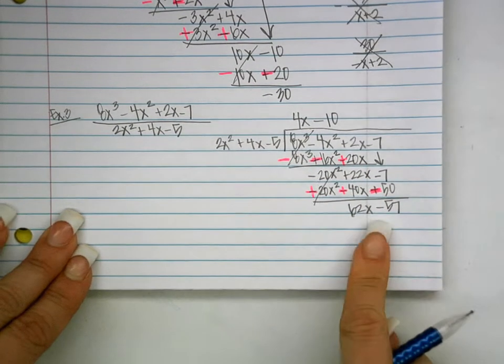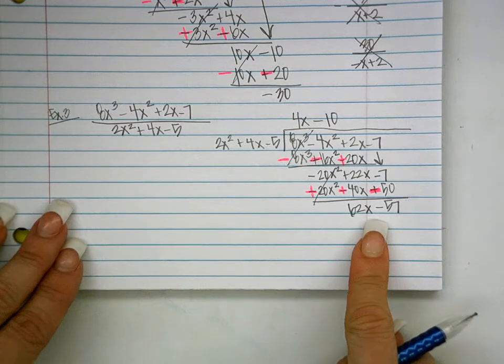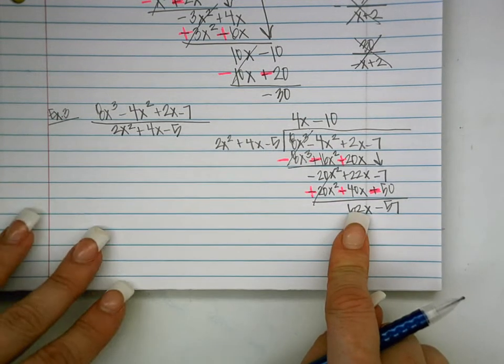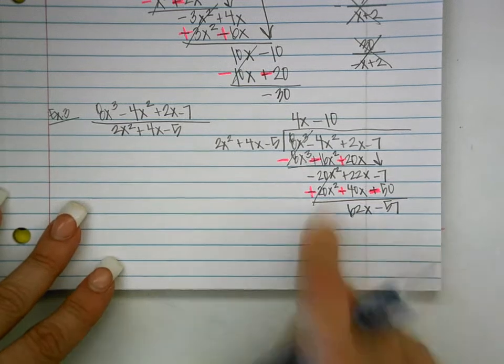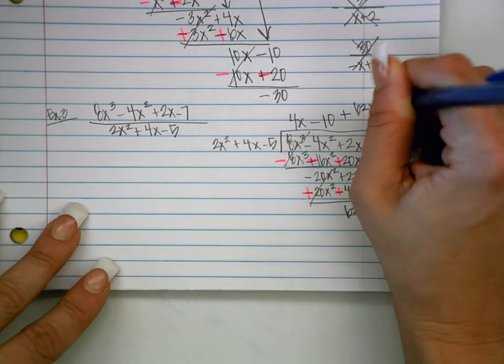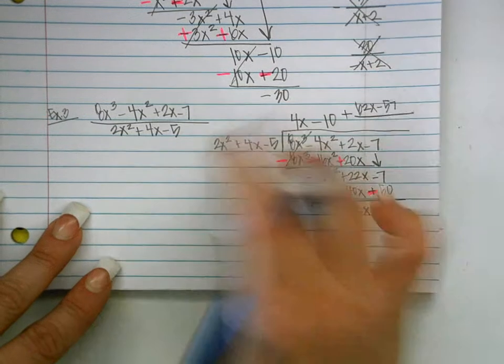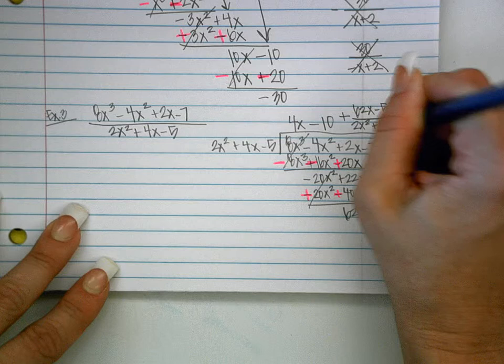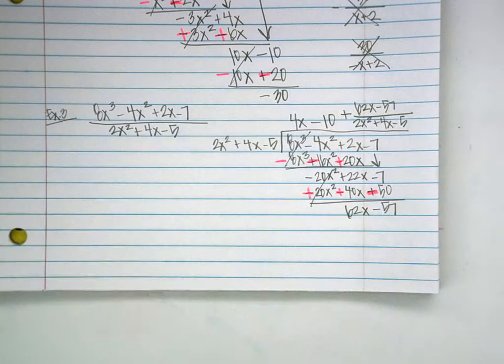Now, can I go any farther? Do you know what 2x squared times what gives you 62x? No, so you're done. This is your remainder. So you write plus 62x minus 57 over this whole thing, so 2x squared plus 4x minus 5. That's the answer that I'm looking for.